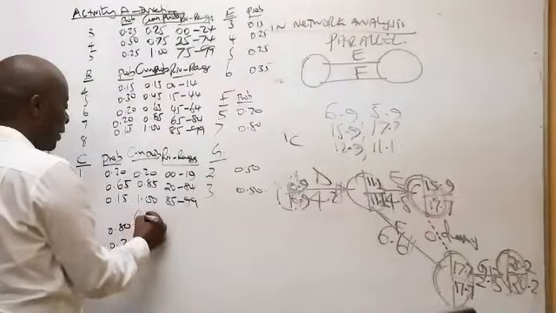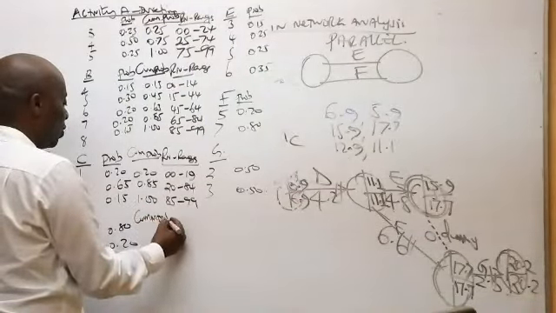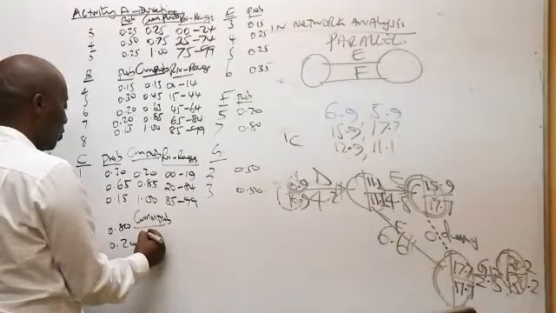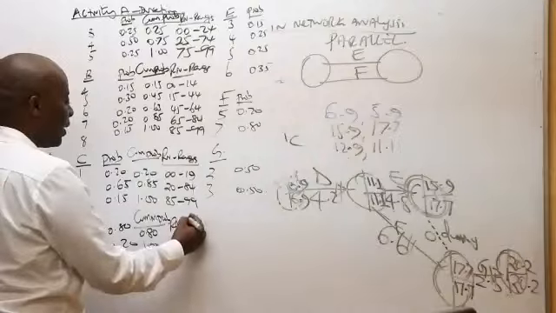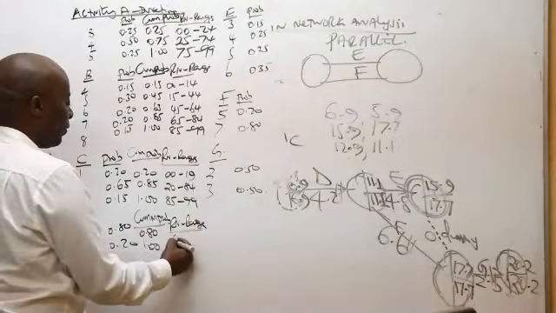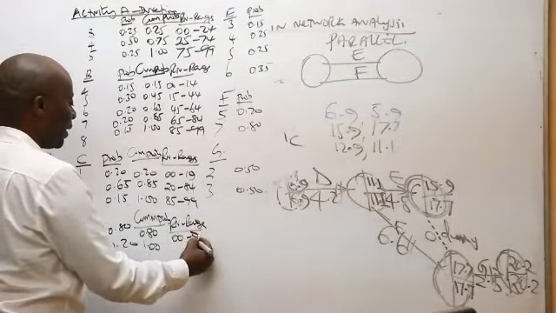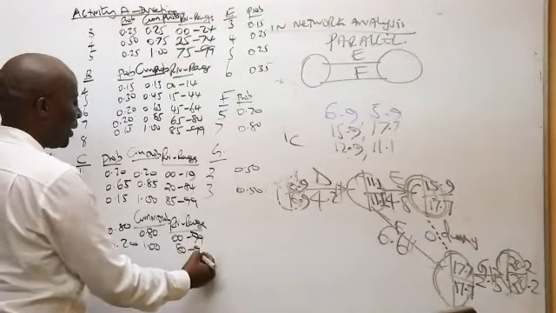Here we have cumulative probabilities. So we have 0.80, 1.00, random number ranges. We have 00 to 79, 80 to 99.